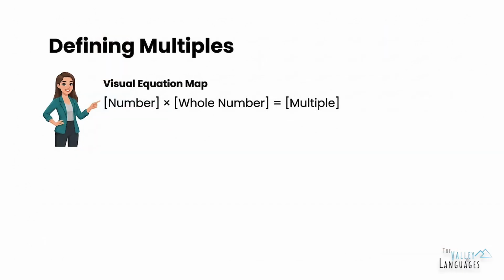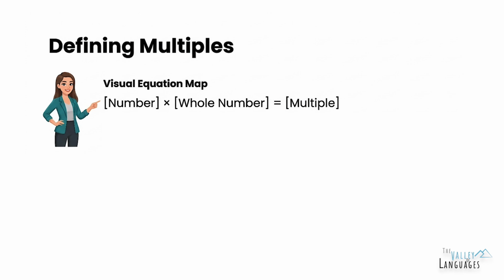All right, what are multiples? Getting our vocabulary straight is the first step. So what exactly is a multiple? Well, it's simply the result you get when you multiply a number by a whole number. Just think of it as the answer you get when you're doing basic multiplication.